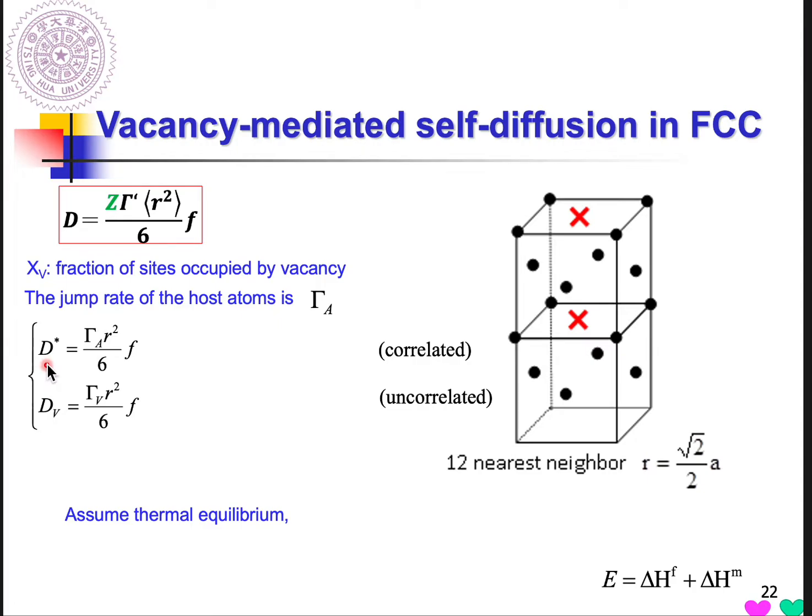So we call D star the self-diffusivity for atoms, and we can also get dV, the diffusivity for vacancy. Based on the equation we derived on the previous slide, you get gamma, the atomic jump rate of the atom, times the mean square jump distance R squared over 6, times the correlation factor F. The same thing can be expressed for dV as gamma V, the total jump rate for vacancy, R squared divided by 6 times F.